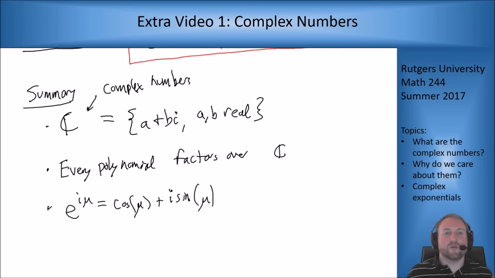Those are the 3 things you really need to know coming out of this video and going into the rest of this class for the complex numbers. Now for those of you who are interested, I'm going to go into the proof of this last fact using power series. If you don't want to, you can feel free to stop the video now and move on to something else. But for those of you who are interested, we're going to go into the proof of that.